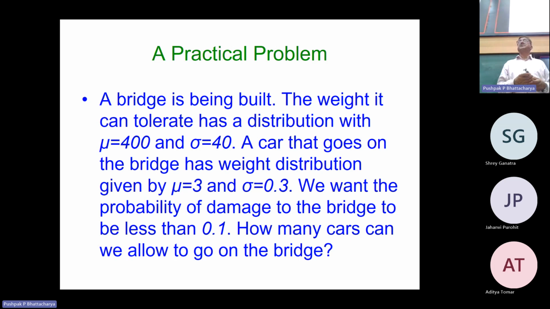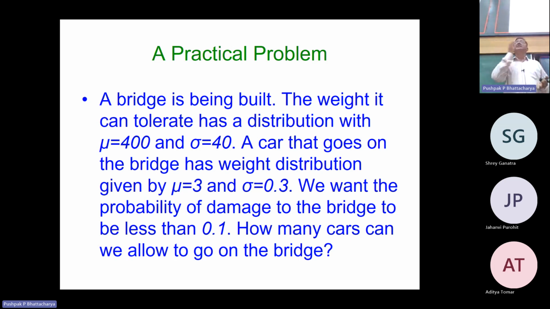The probabilistic approach is more accurate. We have to see why. We want the probability of damage to the bridge to be less than 0.1. The other point is that the question of determinism does not arise here, as you can see.